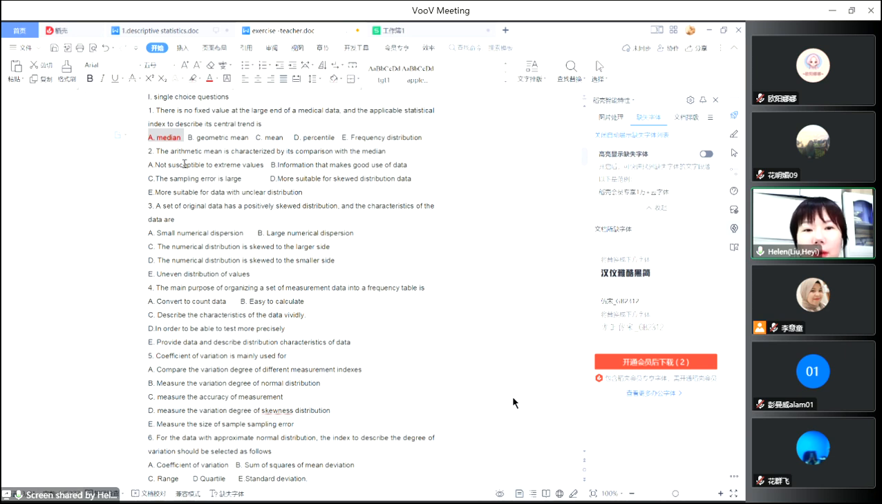Second, the arithmetic mean is characterized by its comparison with the median. So what's the difference? We have to choose B. Yes, very good. We have to choose B, it makes good use of the information in the data.